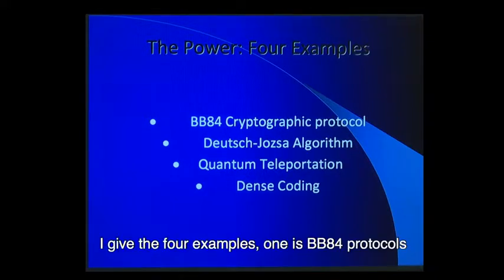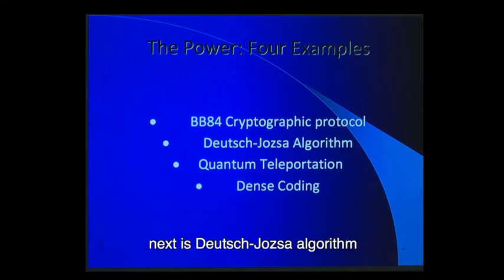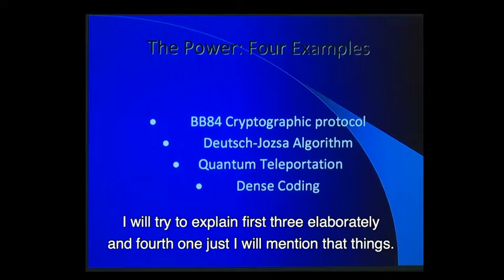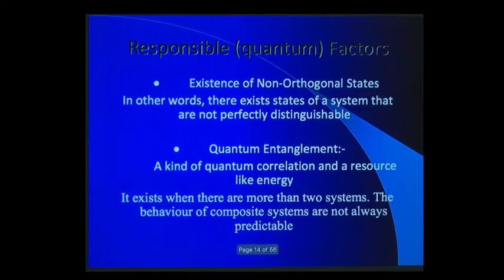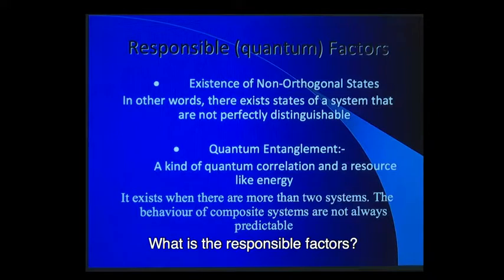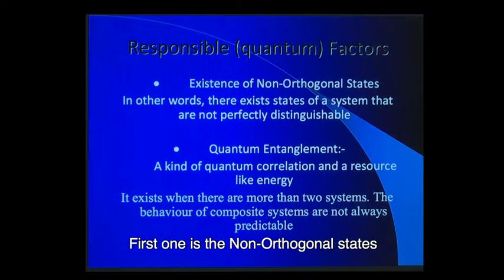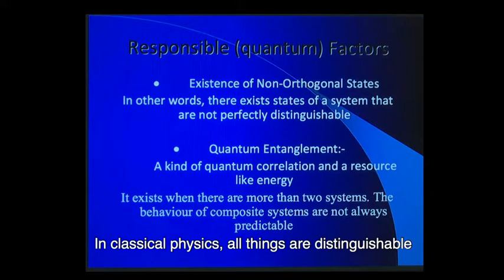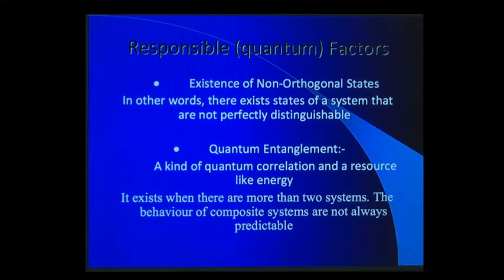I give the 4 examples. One is the BB84 protocol, next one is the Deutsch-Jozsa algorithm, third one is quantum teleportation, and fourth one is dense coding. I will try to explain the first 3 elaborately, and the fourth one I will just mention. What are the responsible factors, meaning quantum factors? First one is non-orthogonal states, which in the physical sense means we cannot distinguish all of them. In classical physics, all things are distinguishable, but in quantum mechanics not all are perfectly distinguishable.